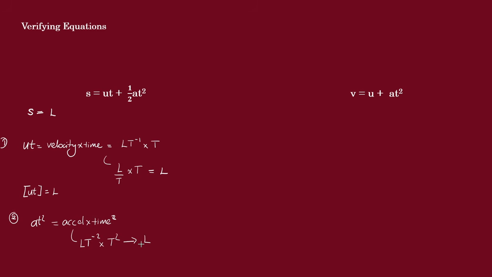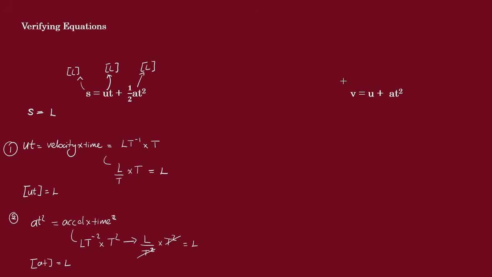Writing this out as a fraction, we can say L over T squared times T squared cancels out, and we end up with L. So the dimension of at squared is L. So we can see that homogeneity is satisfied. Displacement has dimensions L, ut has dimensions L, and half at squared has dimensions L, which is really cool. We've just verified the equation, which is a better approach than having to set up your own verification kits.